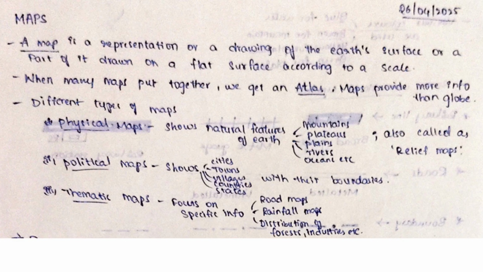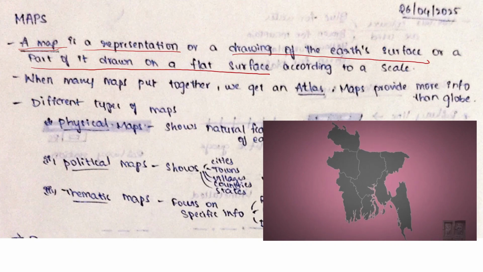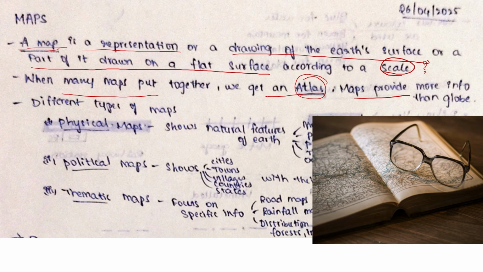So first of all, let's see what is a map. A map is a representation or a drawing of the Earth's surface or a part of it drawn on a flat surface according to a scale. Now, what is scale? There is a definition for scale as well in this chapter that we will understand afterwards. When many maps are put together, we get an atlas. Maps provide more info than a globe.